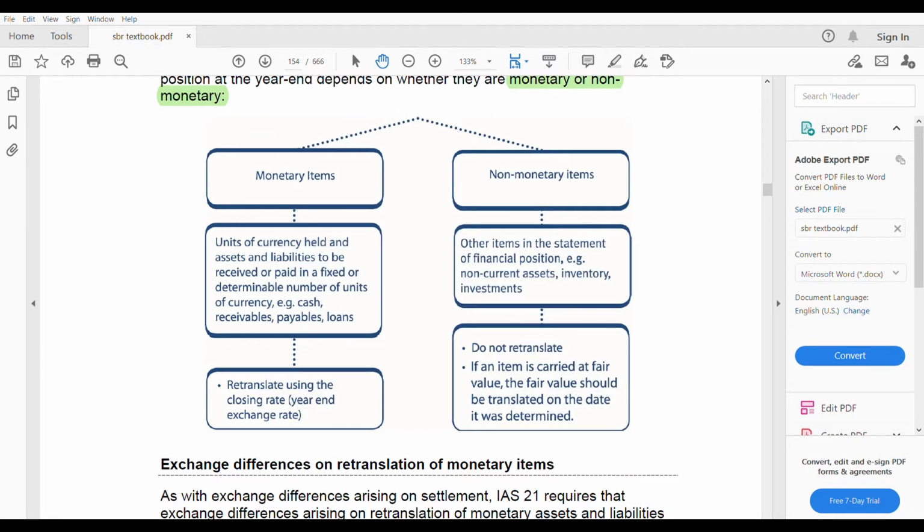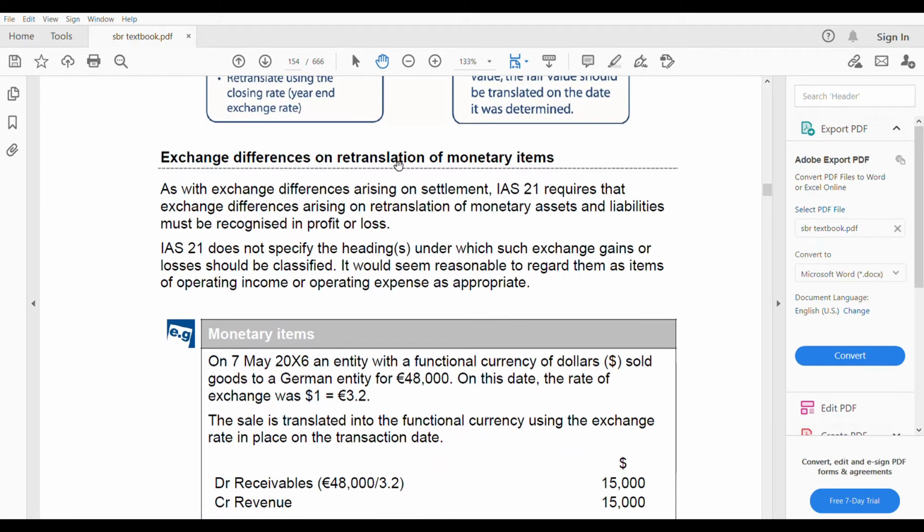Now let us go through exchange differences on retranslation of monetary items. Now they are only dealing with monetary items. Where do those exchange differences go? As with exchange differences arising on settlement, IAS 21 requires that exchange differences arising on the retranslation of monetary assets and liabilities must be recognized. Why do you retranslate? Because these are closing balances. Remember, opening balances you have translated using some opening rate. Closing balances you will again retranslate using the closing rate, so there will be some differences. This is also recognized in the profit and loss account.